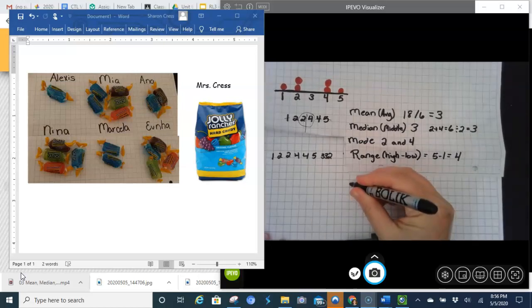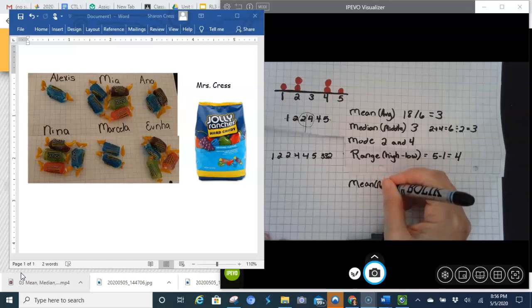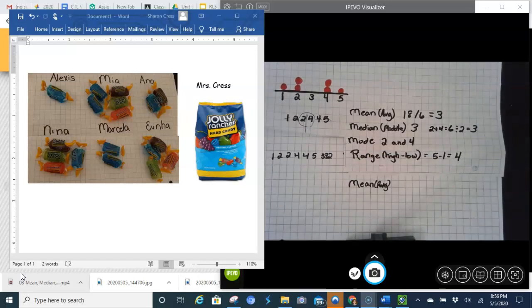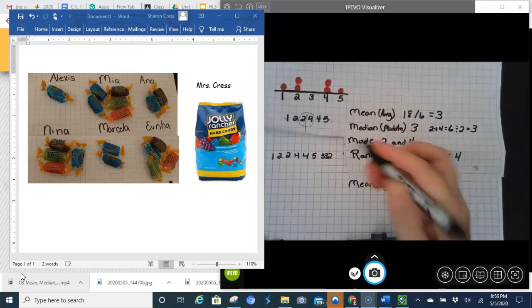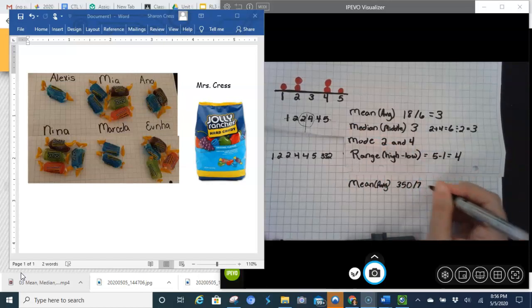So to find our mean, we had 18. If we add 18 to 332, that's going to give us 350. And this time we have 7, so we're going to divide by 7 instead of 6, and we're going to get a mean of 50. So if we equally shared all of the Jolly Ranchers, each of the 7 of us would get 50.